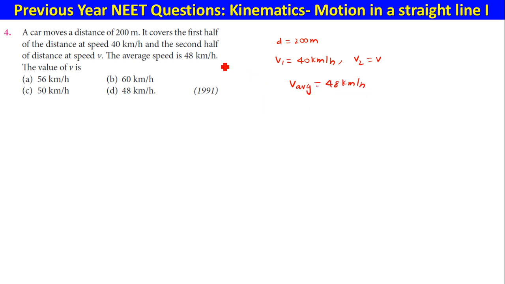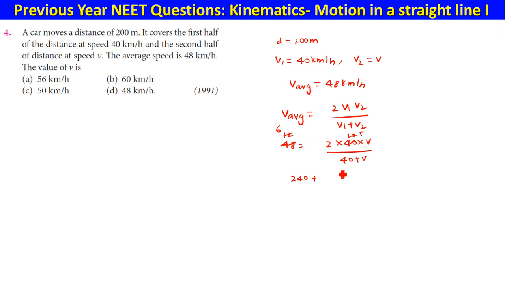Very good. Now if you apply the formula, average speed is nothing but 2 v1 v2 divided by v1 plus v2. V average is 48, v1 is 40, v2 is v, divided by 40 plus v. So 12 fours are 48, and 4 tens are 40. Next, let me take this to the other side. 4 sixes are 24.